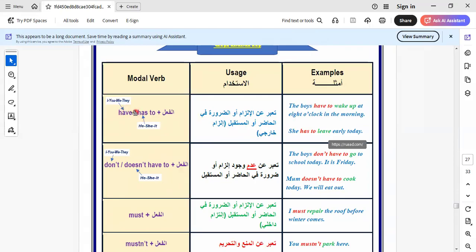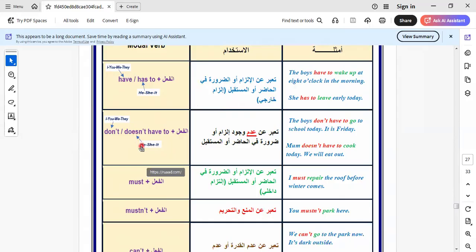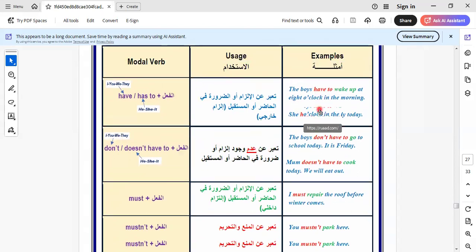Here is have. Here are the pronouns that take have: I, we, you, they. The pronouns that take has are he, she, it. I think all of us know this. Here is does with he, she, it. Don't with I, we, you, they. Let's read these examples to know more about these modals.